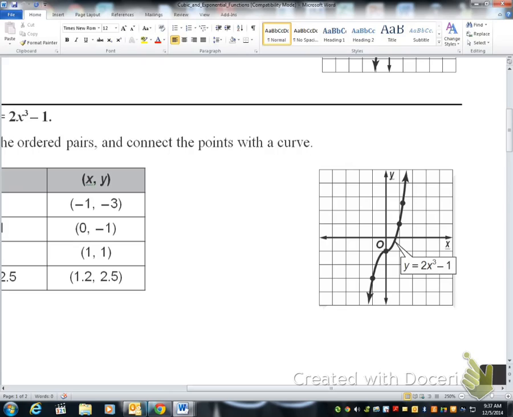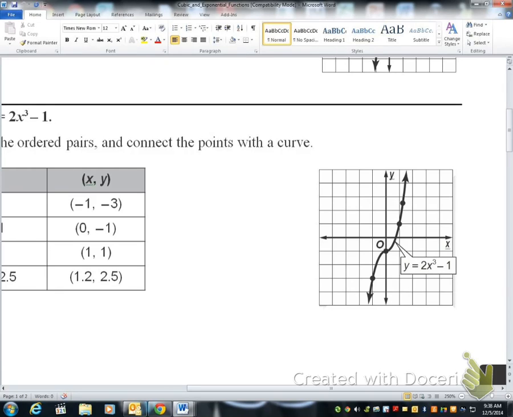So here were the points that we had. We had -1, -3, so we go to the left 1 and down 3. We have +1, 1, so to the right 1 and up 1. And we have 0, -1. And then we have 1.2, so just a little to the right of 1, and 2.5, so up 2.5. So does everybody see this shape? All cubics are going to have this basic shape.